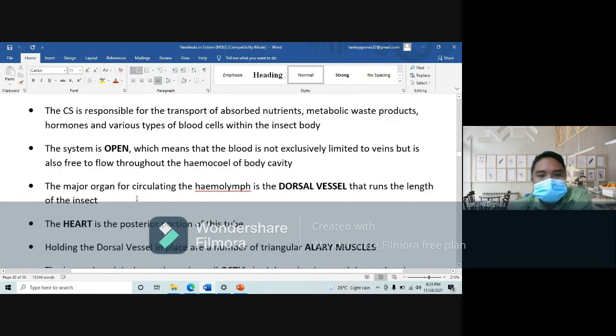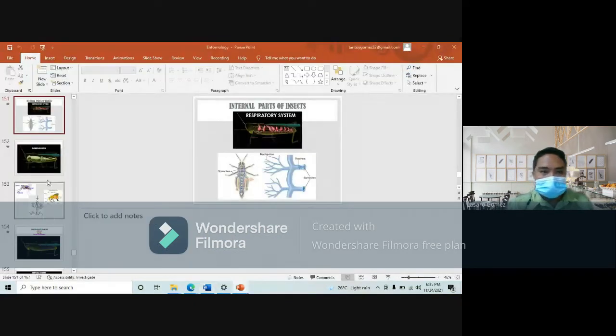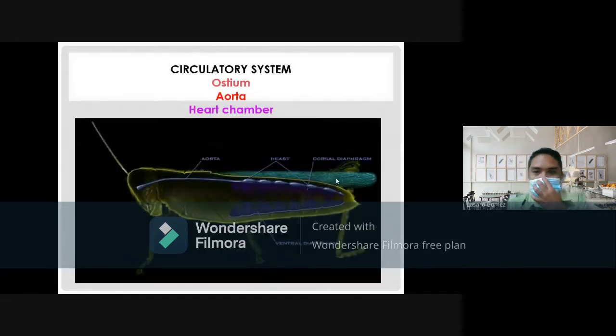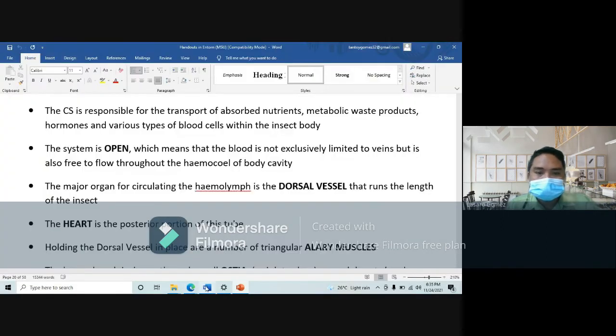Okay, the major organ of circulating the hemolymph is what we call the dorsal vessel. So where do we find the dorsal vessel? It is located at the lower limb of an insect. No, sorry. It's located in the upper chamber. There is what we call the dorsal vessel or the dorsal diaphragm. The ventral diaphragm is in the lower chamber.